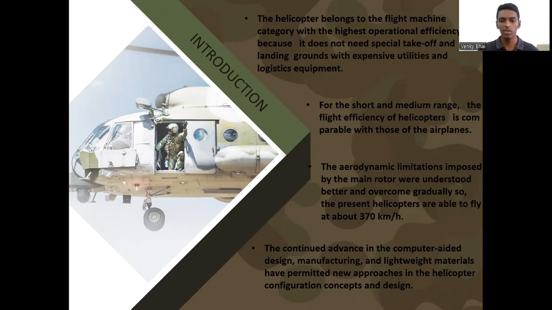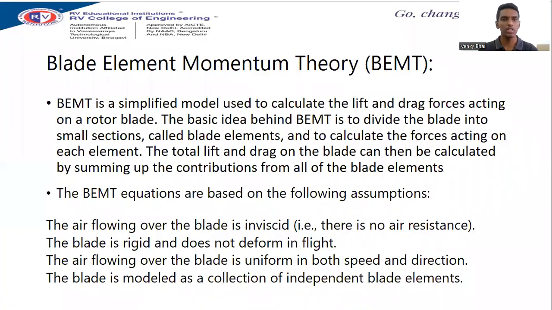We are going to discuss a few of the math components involved in the making and flying of helicopters. First one is blade element momentum theory. It is a simplified model used to calculate the lift and the drag forces which act on the rotor blade of a helicopter. The basic idea is to divide the blade into small sections and then to integrate the forces acting on it. This will provide us the total lift and drag on the blade, and it can be calculated by summing up the contributions.